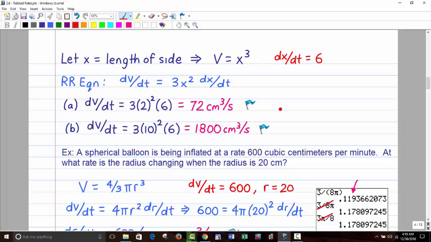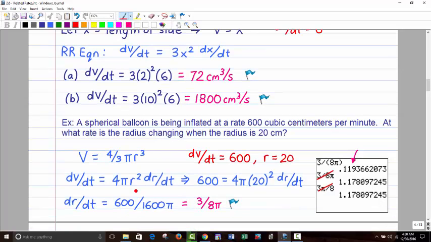All right, now here we have a balloon, a spherical balloon, so it's a sphere. It's being inflated at a rate of 600 cubic centimeters per minute. At what rate is the radius changing when the radius is 20 centimeters? So let's look at the related rate equation there for a second, which is easy enough. We did this one earlier. dV/dt equals 4 pi, because the 3 kills the 3 here, 4 pi r squared dr/dt.